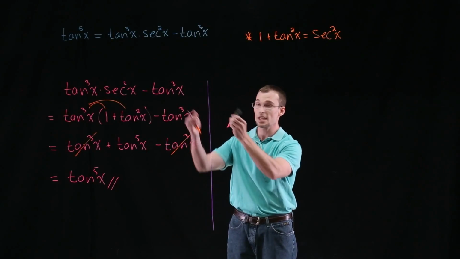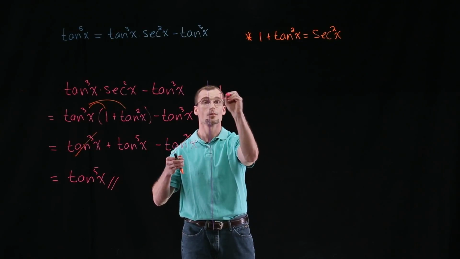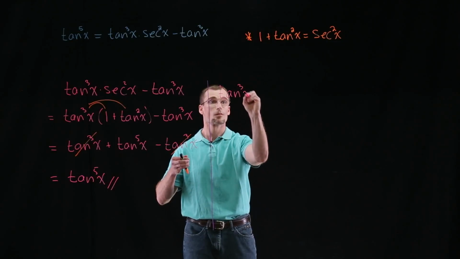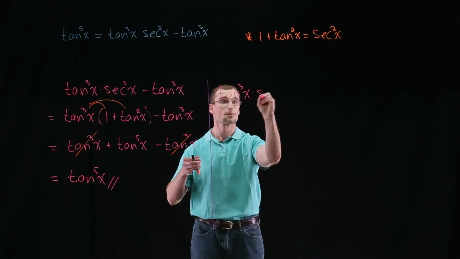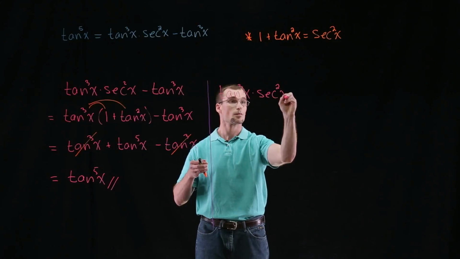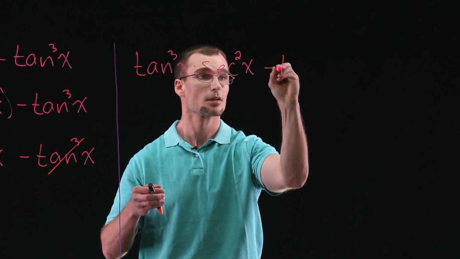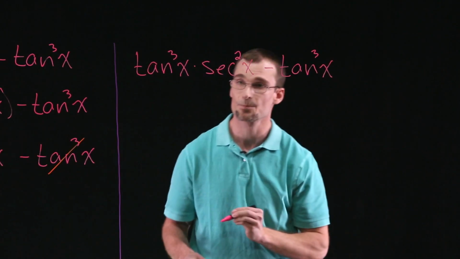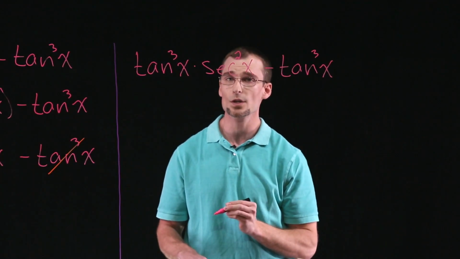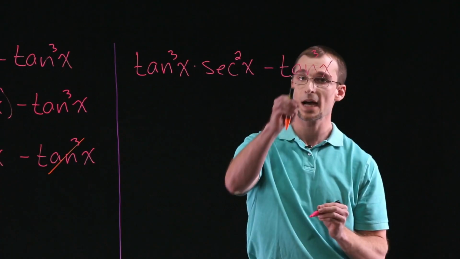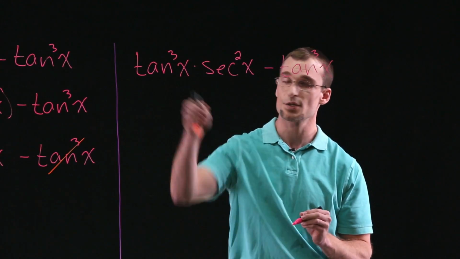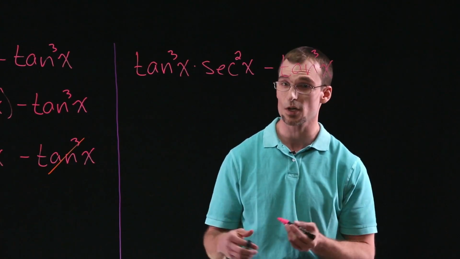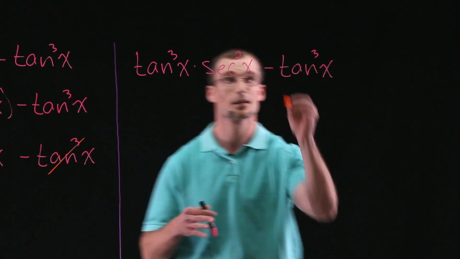Starting again with our side, tangent cubed x times secant squared x minus tangent cubed x. Another way to start this is, if you look at this, you might have noticed we have a common term of tangent cubed and tangent cubed. So if I wanted to, I could start by factoring that to the outside.